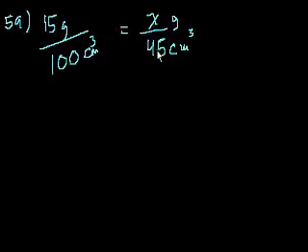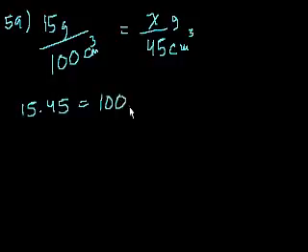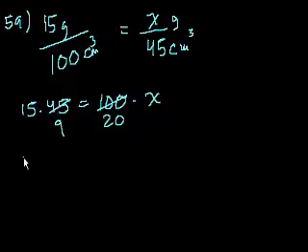We could say 15 times 45 is equal to 100 times x. And just to make the math easy, let's divide by some numbers. Let's divide both sides by 5. So then this becomes 20, and then this becomes 9. We could divide both sides by 5 again, and then this becomes 4, and then this becomes 3. And now the numbers are easy to deal with.